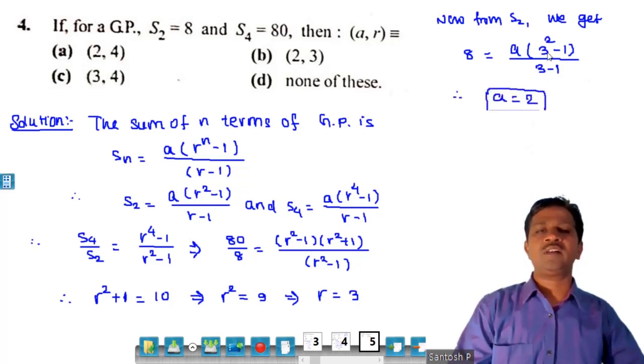Just solve. 3 squared is 9, minus 1 is 8. This 8 in the numerator and this 8 will get cancelled. And this 3 minus 1, which is 2, will go to the left side, and you will get A equals 2 as the correct answer. So the answer is option B.